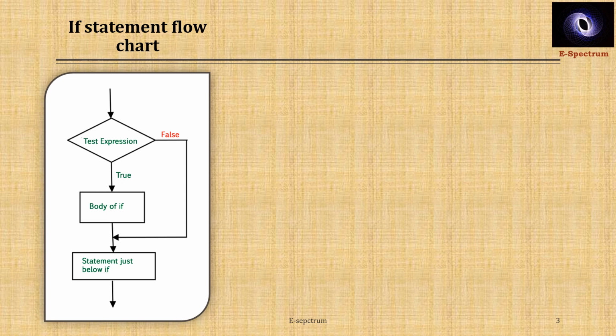As shown in the flowchart, it is a decision box. It means it is some test, some expression which is to be evaluated. If the expression is true, the body of the if, meaning the statements that you will be writing inside the body, will be executed. Else, the statements just below that body will be executed.